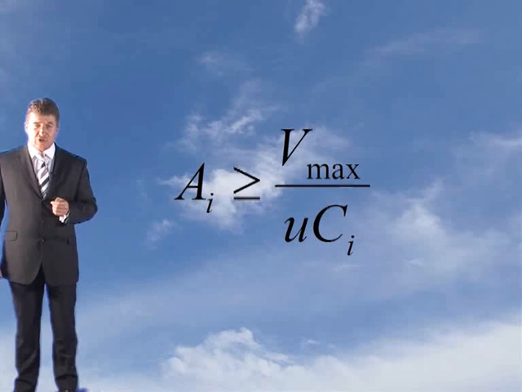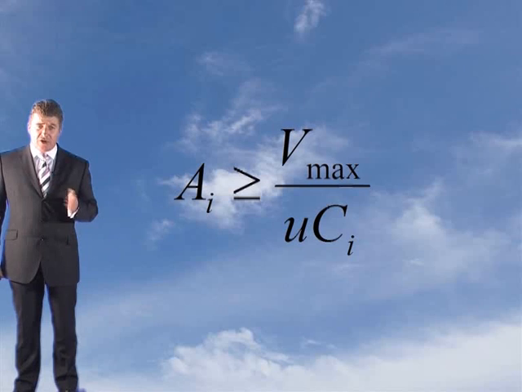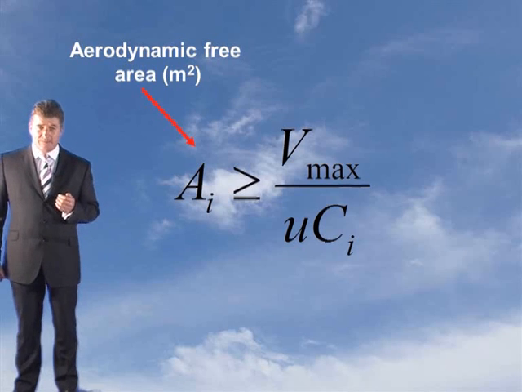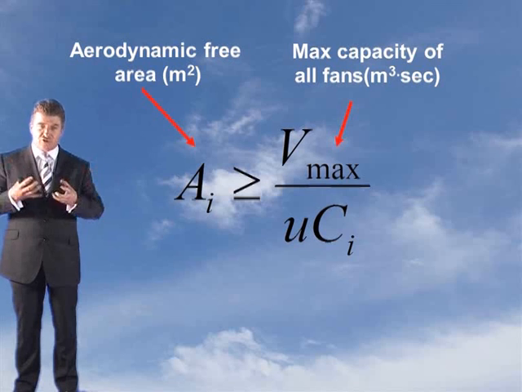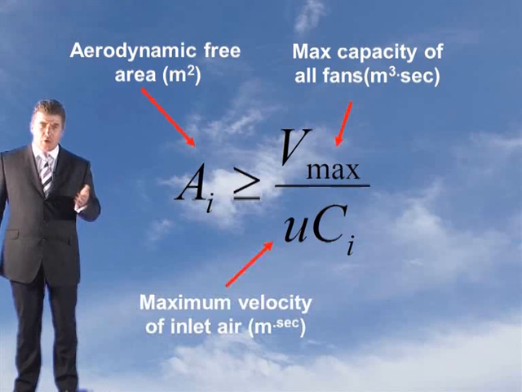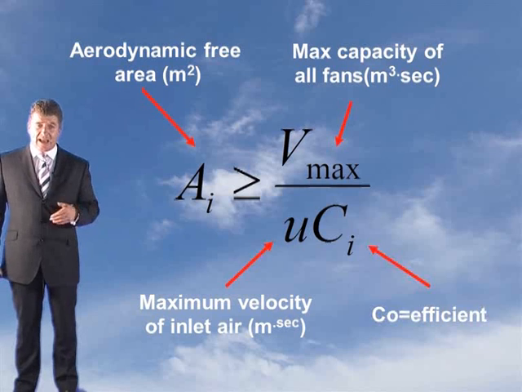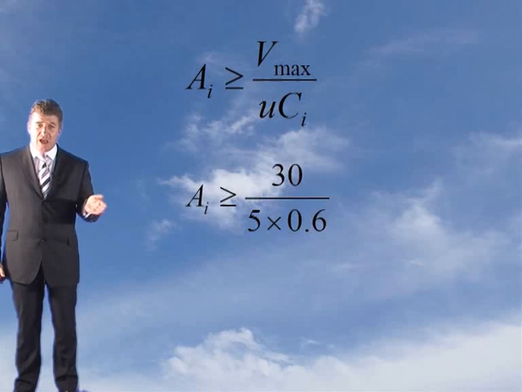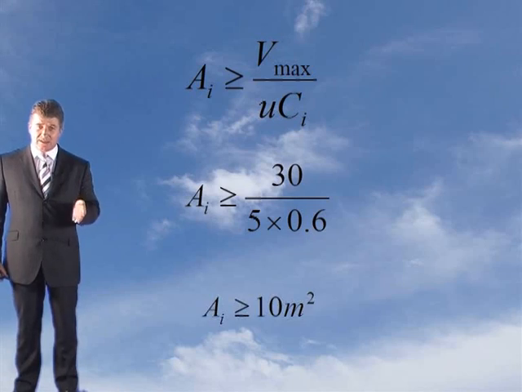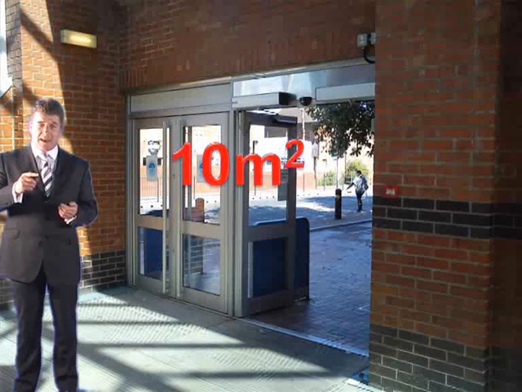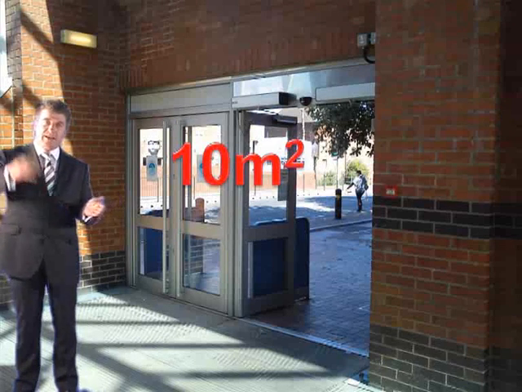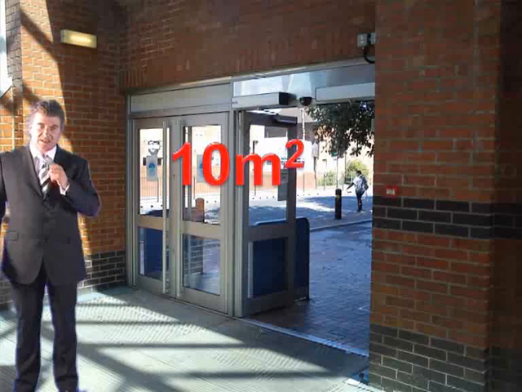This is the formula you should have applied. AI must be greater than or equal to Vmax divided by U divided by CI, where AI is your aerodynamic free area, Vmax is the maximum capacity of all the fans running, U is your maximum velocity allowed, and CI is the coefficient of the inlets. If you'd put them in this formula, you should have got an AI of greater than or equal to 10 square metres. So in this exercise, you need at least 10 square metres of doors that must be automatically opening, or automatic opening vents, to replace the air that's been sucked out. That's a minimum 10 square metres.